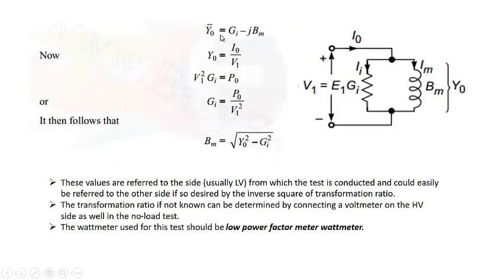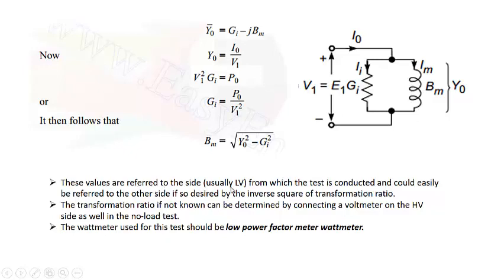First, Y0, the admittance of this whole branch, is equal to I0 divided by V1, which is equal to Gi minus jBm. From this we can calculate Y0. Also, V1 squared times Gi equals P0, so Gi equals P0 divided by V1 squared. When we have calculated Gi and Y0, we can calculate Bm, which equals the square root of Y0 squared minus Gi squared. So we can calculate both values.